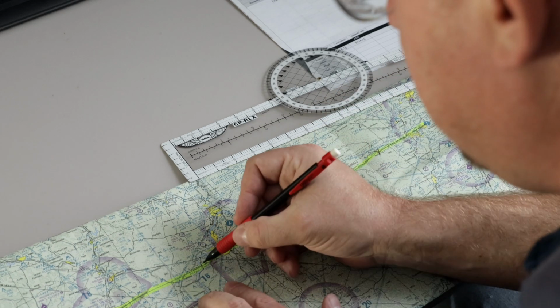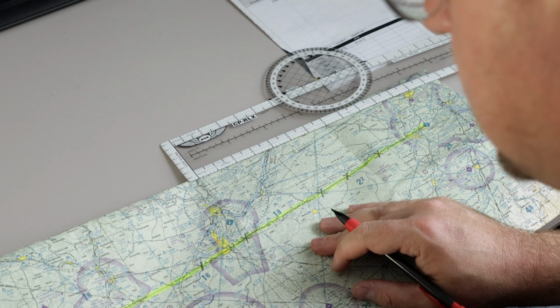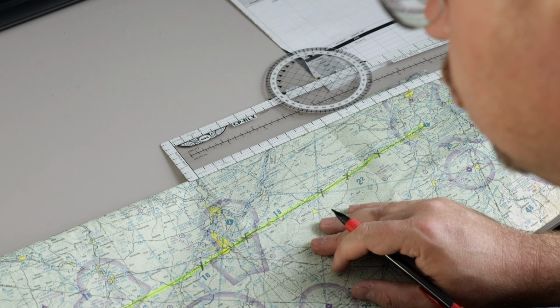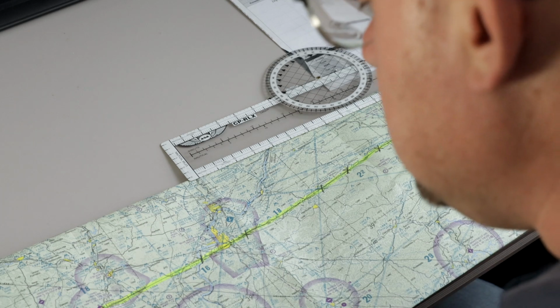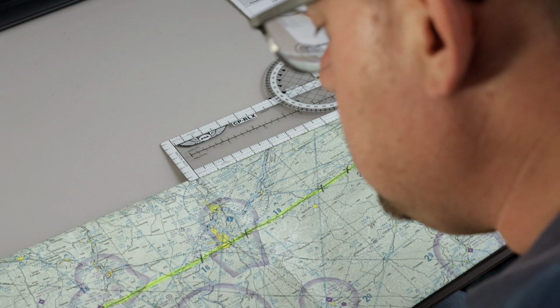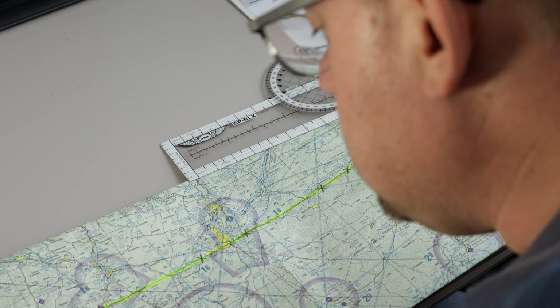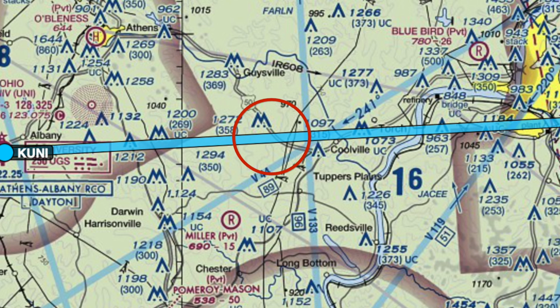And then how about crossing the river? The river is a great checkpoint. It'll be very visible. And I'd like to get one more in there before the field. How about when we cross Route 50 again? There's a big Route 50 here. Okay, and then the airport.